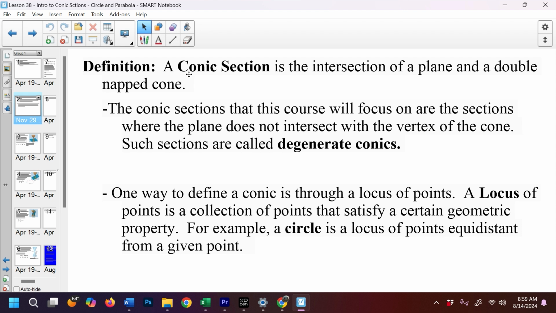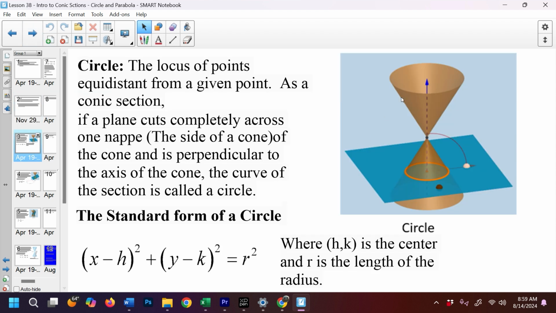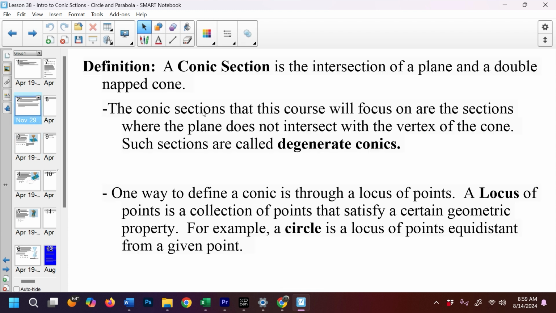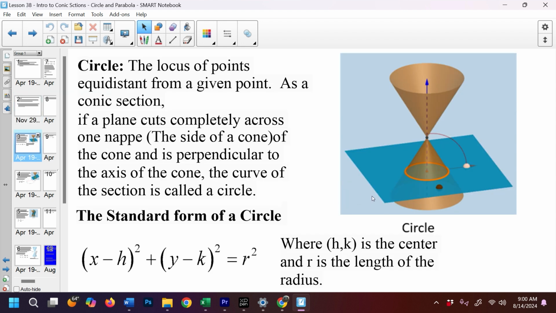Okay, let's start with a definition. A conic section is the intersection of a plane and a double nappe cone. What that means is just that you have two similar cones that are connected at their vertex. The conic sections that this course will focus on are the sections where the plane does not intersect the vertex of the cone. Such sections are called degenerate conics. So in none of the conics that we will be talking about will the plane intersect through the vertex.